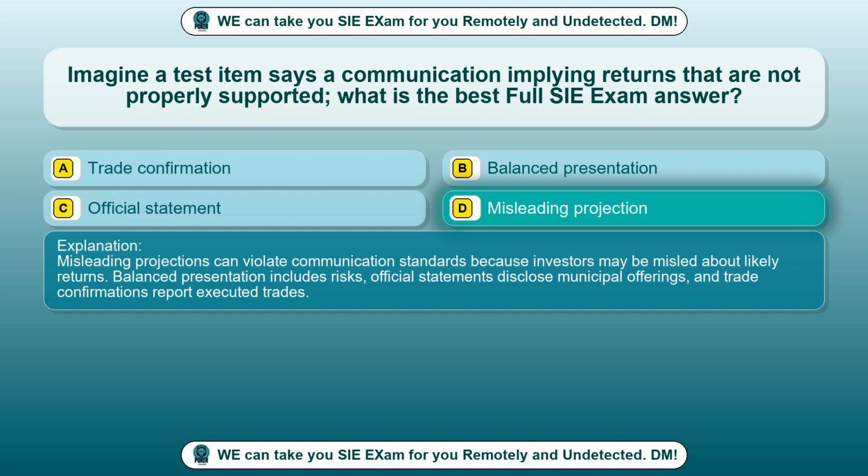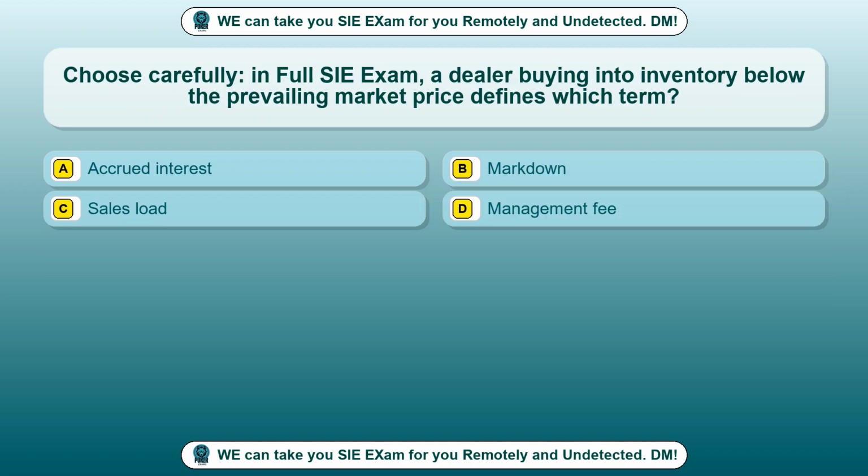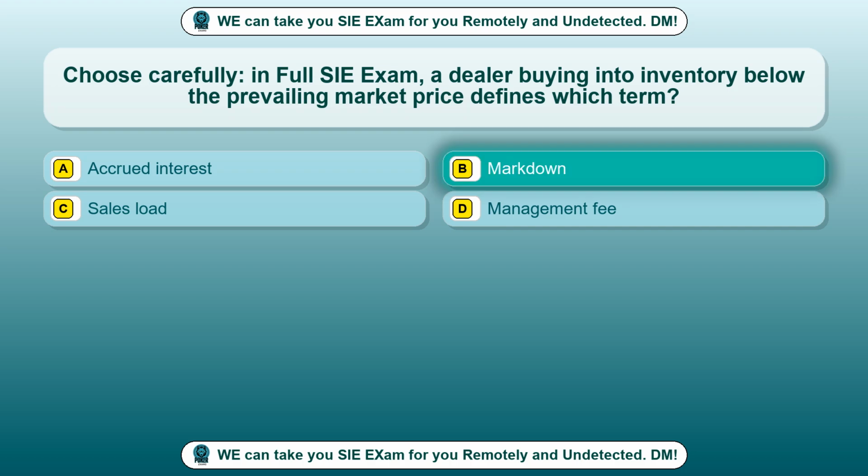Misleading projections can violate communication standards because investors may be misled about likely returns. Balanced presentation includes risks, official statements disclose municipal offerings, and trade confirmations report executed trades. Question 43. Choose carefully in full SIE exam. A dealer buying into inventory below the prevailing market price defines which term? Option A, accrued interest. Option B, markdown. Option C, sales load. Option D, management fee. The correct answer is option B, markdown.